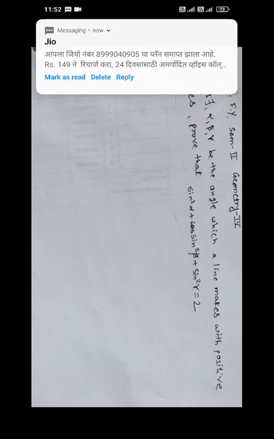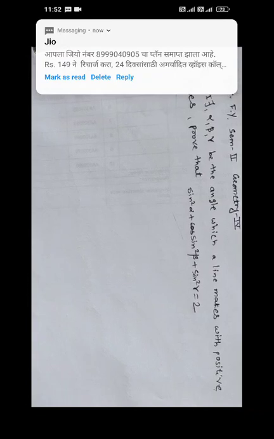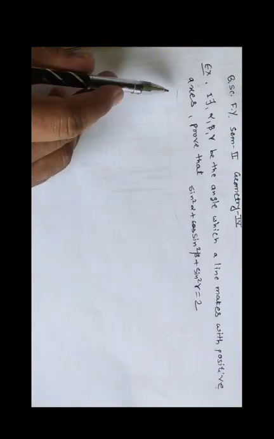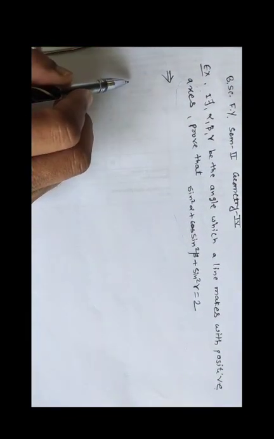See here, if alpha, beta and gamma be the angles made by a line with the positive axes, then prove that sine square alpha plus sine square beta plus sine square gamma is equal to 2. So this is the example. This example was asked many times in examination. Now we are going to discuss its proof.